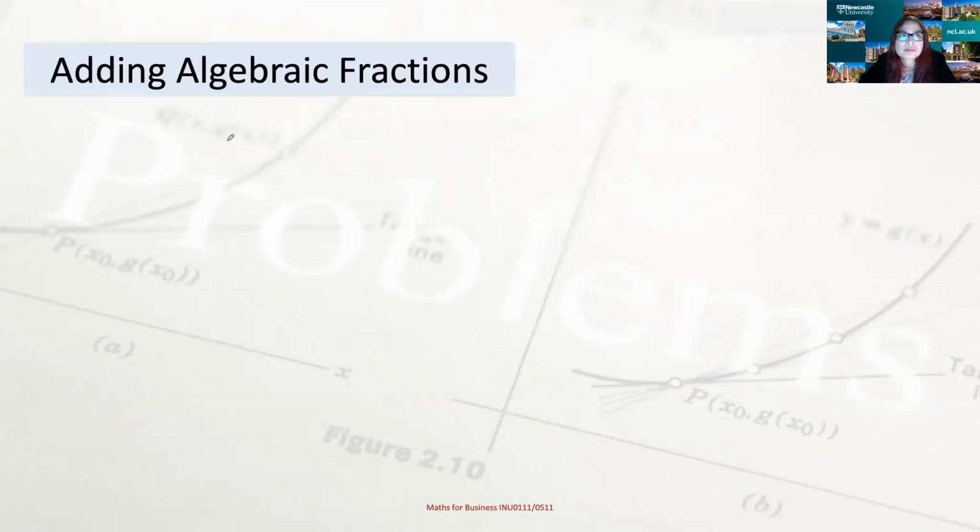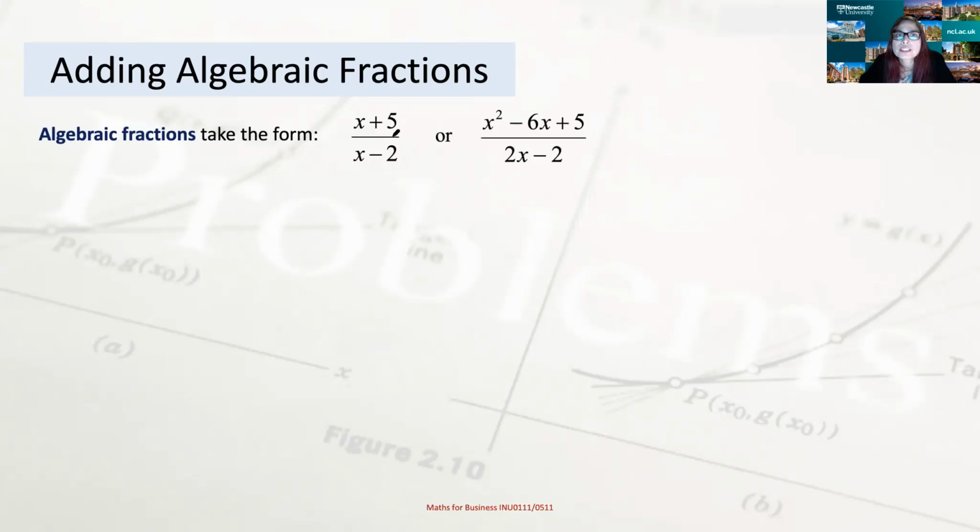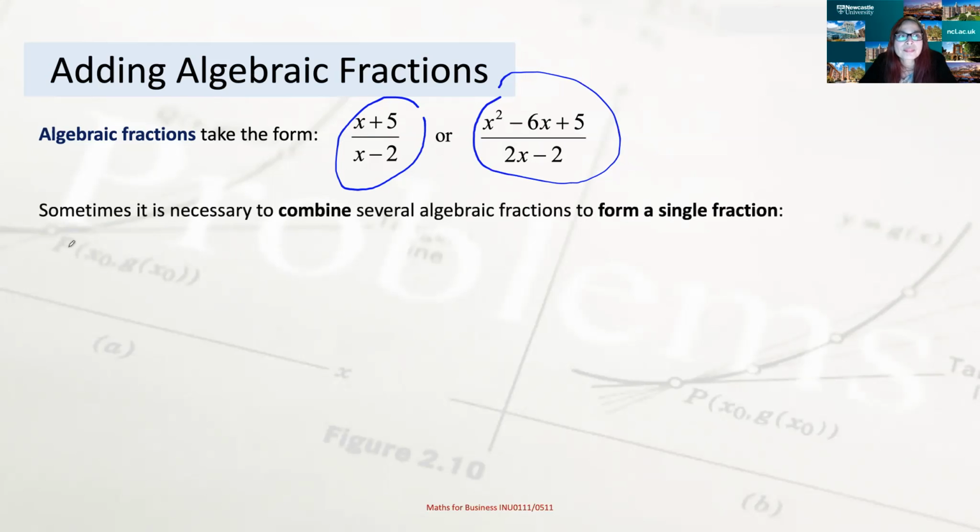Good. So let's add algebraic fractions now. How do we do this? See, these are all algebraic fractions. An algebraic fraction is nothing but numbers, letters, as we saw last week, and mathematical operations. Sometimes it is necessary to combine several algebraic fractions to form a single fraction.